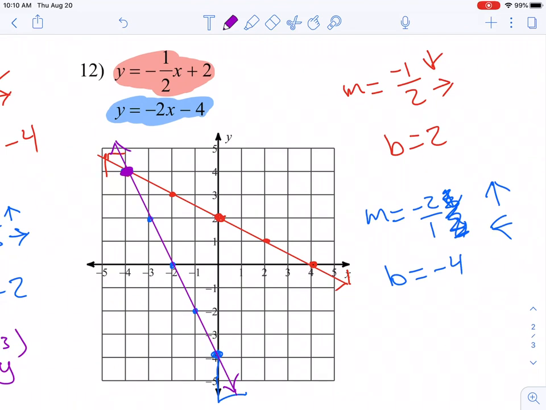So my coordinates for that point, my x, y, on the x value, this point here is at negative 4 on my x value. So here's my x-axis, so negative 4. And on my y value, it's at positive 4.